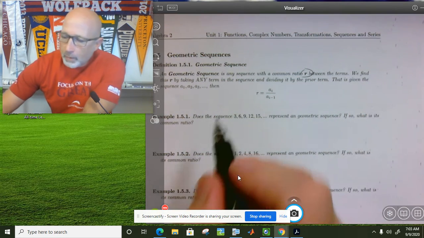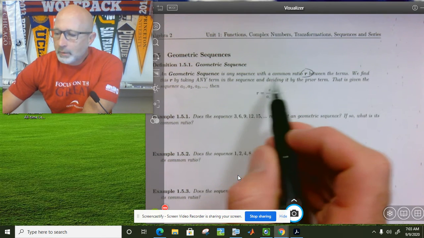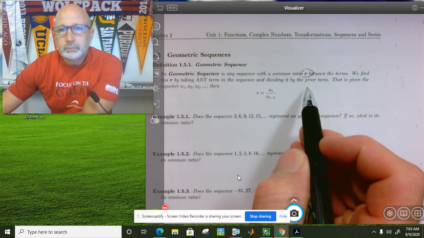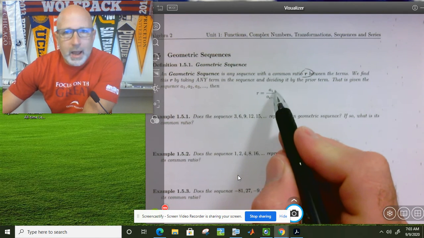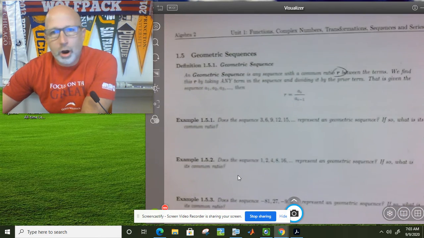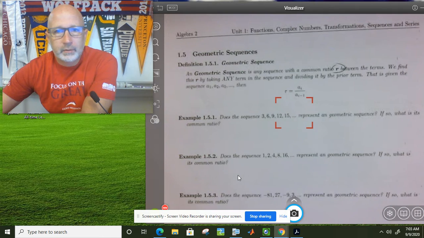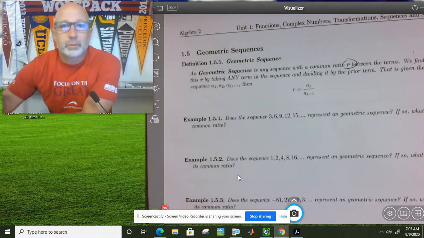We find this r by taking any term of the sequence and dividing it by the prior term. That is, given this sequence, r is equal to a sub i over a sub i minus 1. Remember, a sub i is just an arbitrary value in that sequence, and i minus 1 is the thing that comes just prior to it.